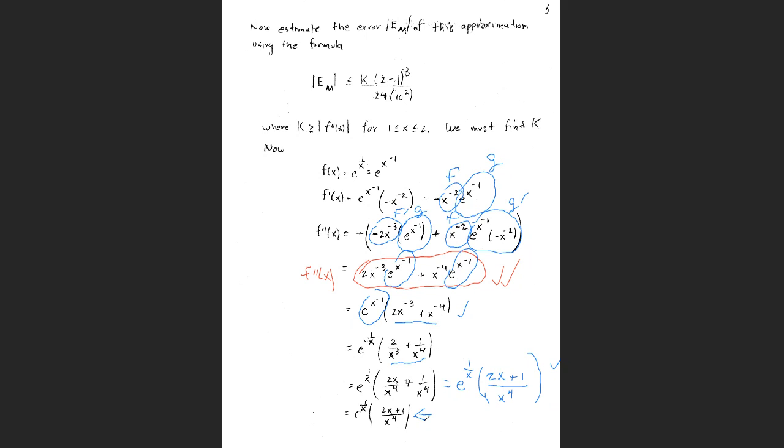All right, so now what we have to do is find out where the absolute value of this second derivative is maximized over the interval from 1 to 2. So I will go to the next page.